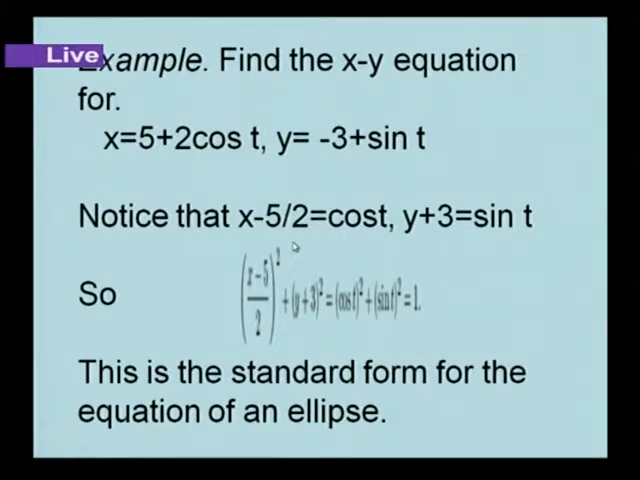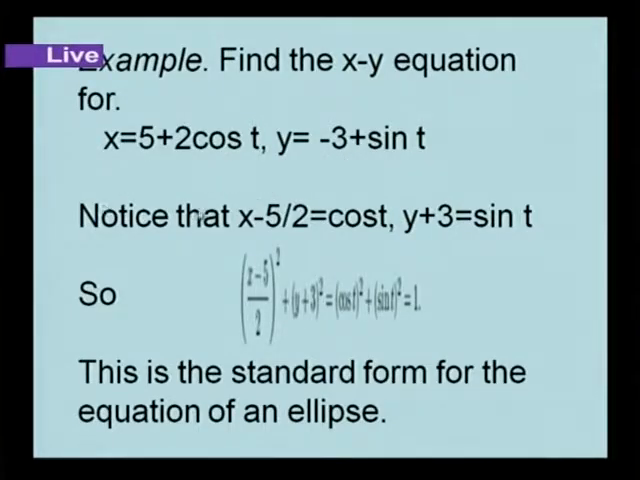Next, here we are taking another example according to the ellipse. Find the xy equation for this. We are taking two parametric equations: x is equal to 5 plus 2 cos t, y equals minus 3 plus 2 sin t. Taking 5 to the left side, we get x minus 5 is equal to 2 cos t, and y plus 3 is equal to 2 sin t.